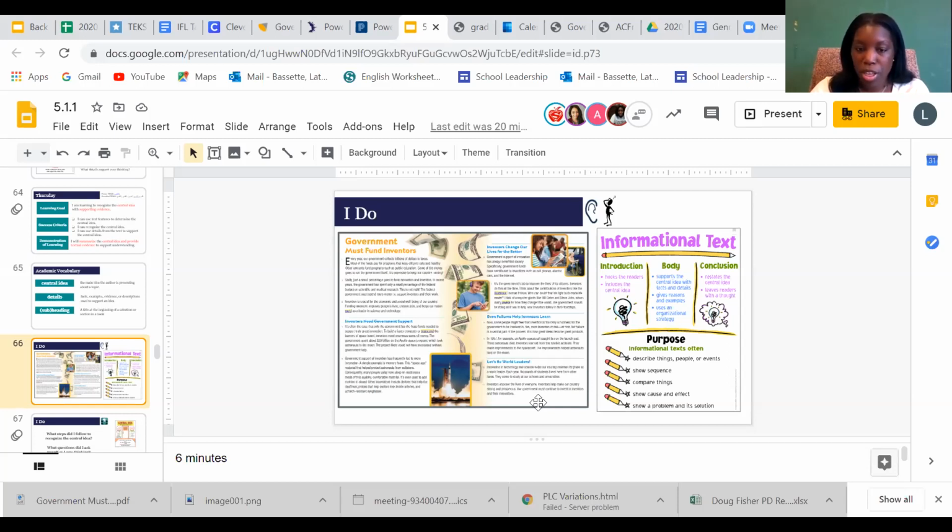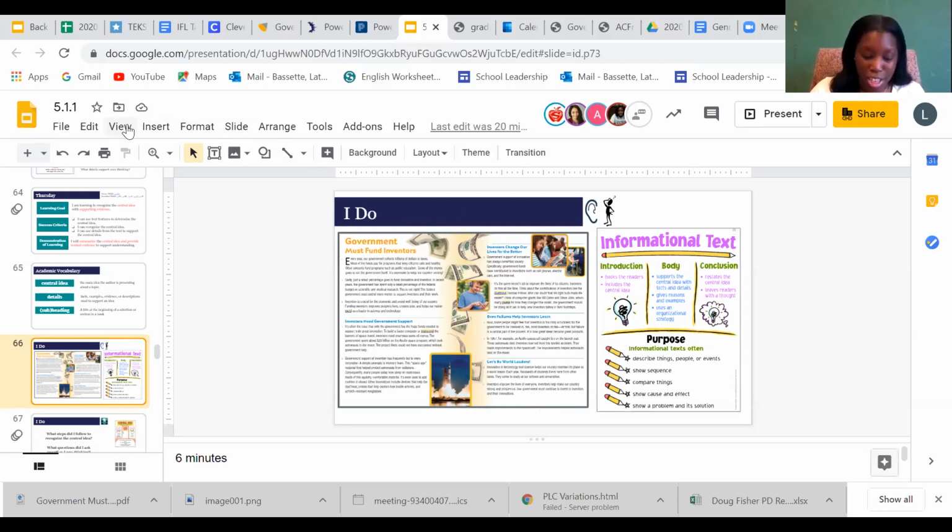So we know that our text is going to be about the government giving money to inventors. So now let's look at the fact that our introduction is going to have some parts to it. We know that our introduction is going to have a hook. That's the thing that's going to draw us in as the reader. So let's begin by reading the text.